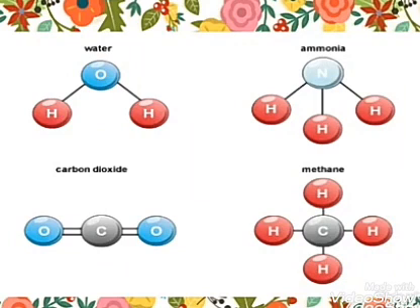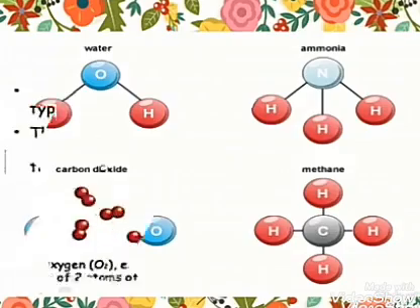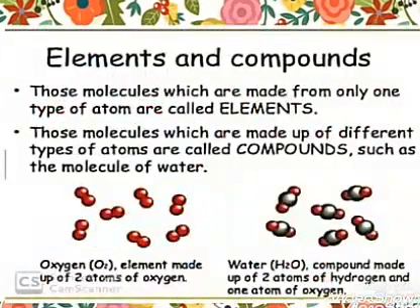This is water. It is the combination of two different kinds of atoms, that is hydrogen and oxygen. Next is ammonia. Ammonia is made up of two different kinds of atoms, nitrogen and hydrogen. Likewise, carbon dioxide. Carbon dioxide is also made by carbon and oxygen. These all are compounds.